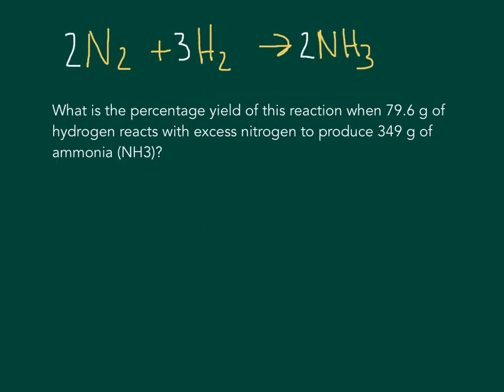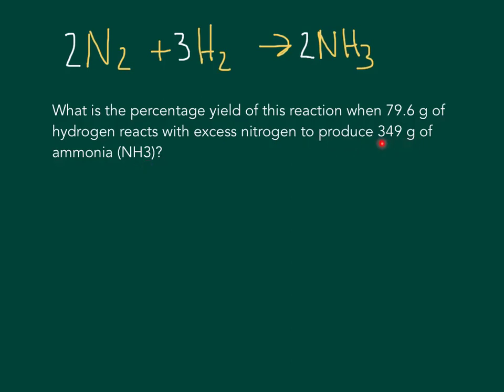And finally, this is like our first problem that we did for our example. You are given a starting mass of hydrogen, in this case 79.6 grams of hydrogen, and it says you have excess nitrogen, which means the hydrogen is our limiting reactant, so we start our reaction line with that. To produce this much ammonia, 349 grams of ammonia, that's the NH3.